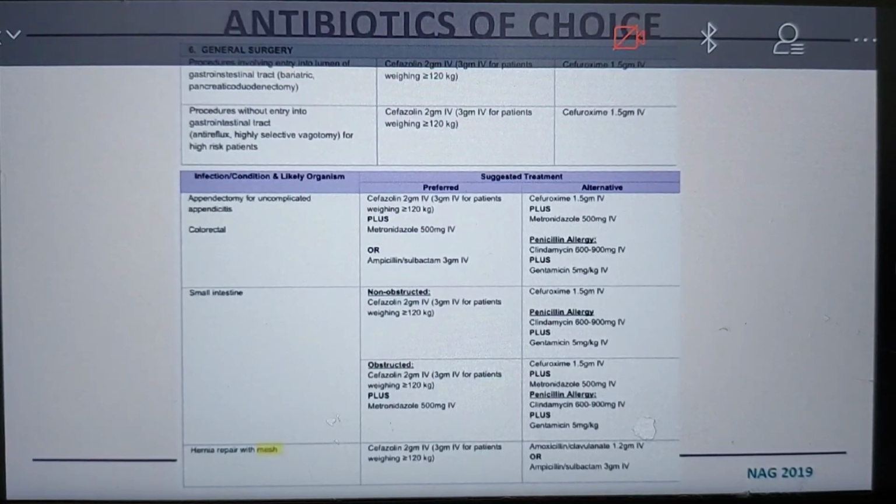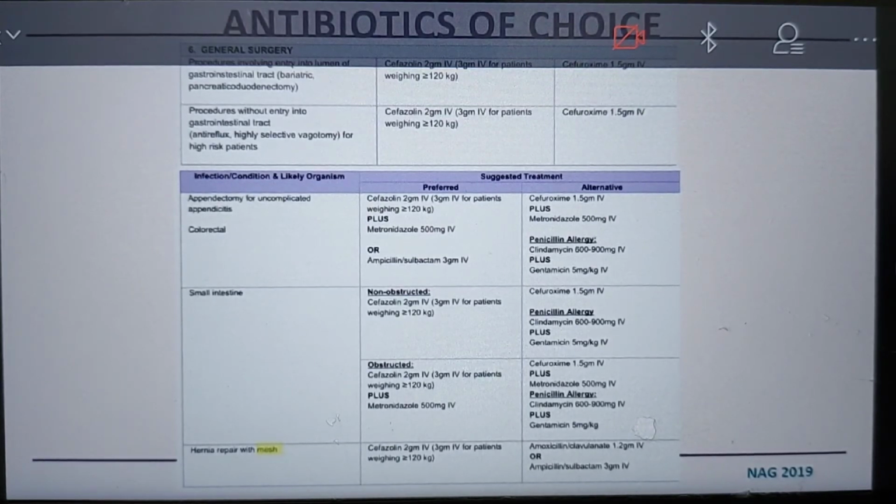So next we will look at the common surgical procedures and the antibiotic of choice. So in general surgery procedures, usually for all procedures we will give cefazolin 2 gram. Example we can see here, like appendectomy. If uncomplicated, usually we give cefazolin and flagyl, like we can see in the ward, and also colorectal cases. Then also we can give Unasyn, Unasyn 3 gram.